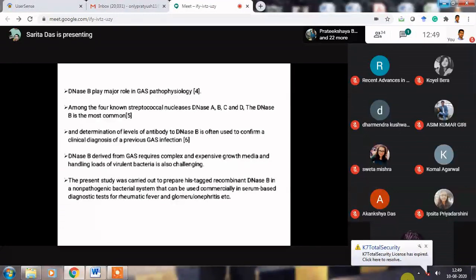So we can tag our protein with polyhistidine tags for easy purification and easy detection. All these things we'll see in the forthcoming slides. So, preparing the His-tagged recombinant DNase in a non-pathogenic bacterial system, that is E. coli.